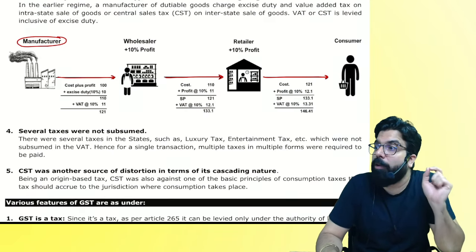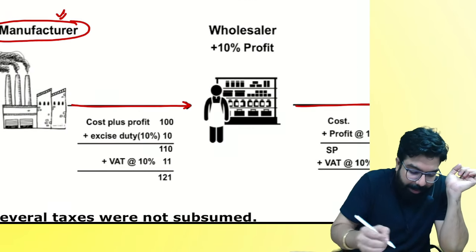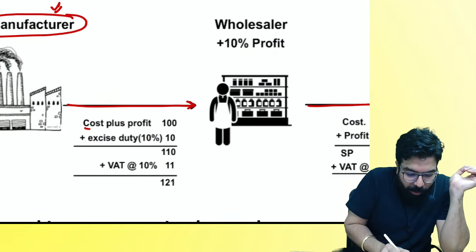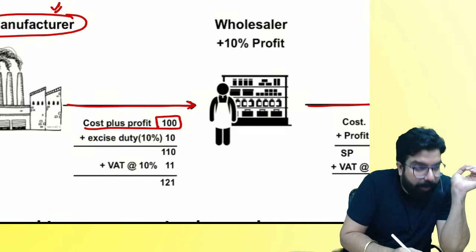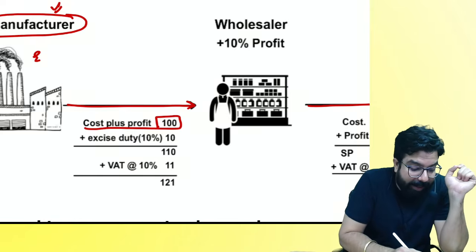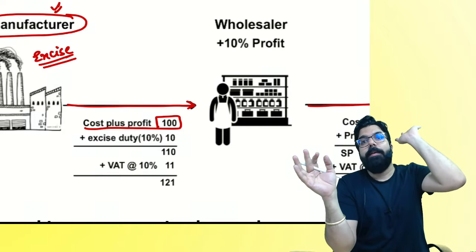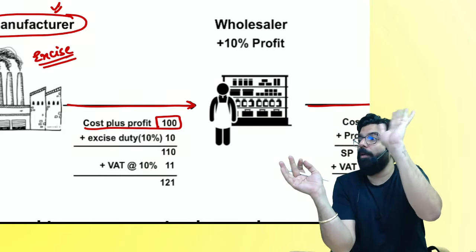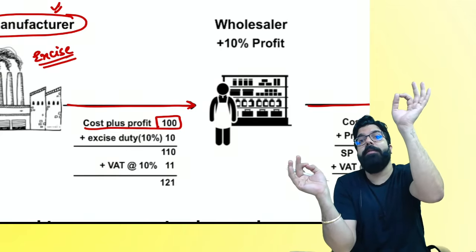Now, what was the problem which was happening in the earlier tax system? For example, one manufacturer manufactured the goods. Whatever cost plus profit, he is selling at how much, everyone? Now, manufacturers earlier used to be registered under excise. Under the Excise Act, they used to say, whenever you manufacture anything, you will have to pay excise duty. Okay, everyone? Earlier, what used to happen? Whenever you used to manufacture anything, you have to pay what, everyone?